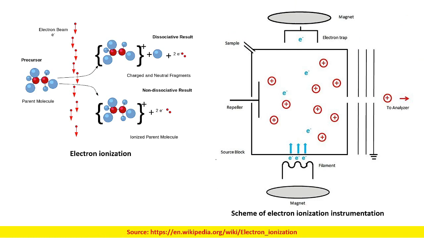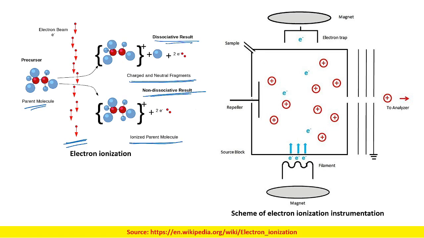Now this is what I was telling you. So you have the parent molecules, and you have the electrons which are coming, and then you can have the non-dissociative result, which is the molecular ion, or the dissociative result, where you will have charged and neutral fragments. However, in the non-dissociative result, we will have only the ionized parent molecule.